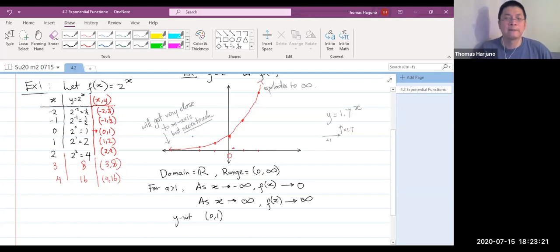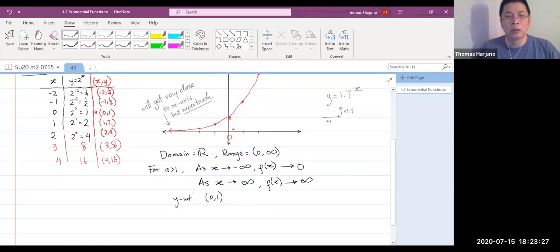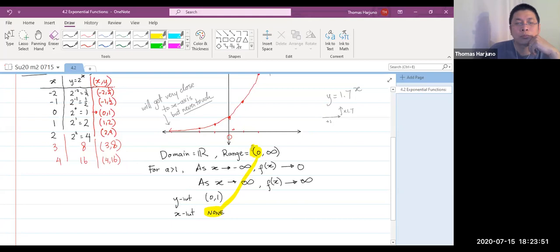Because the range does not include 0, then for sure there will be no x-intercept also. Because an x-intercept requires y to be 0, but according to our range and according to our graph, we never get y equals 0. Because the base is greater than 1, you will see that the graph will be increasing.